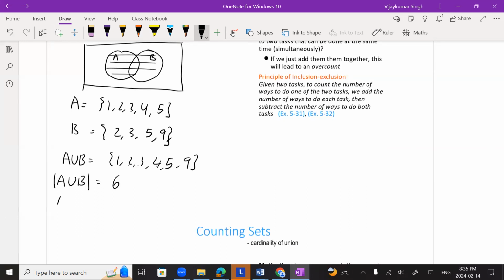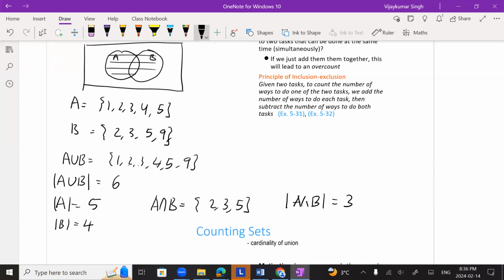What is the size of A? 5. The size of B is what? 4. What is A intersection B? As a set, it's going to be 2, 3, 5. The size of A intersection B is going to be 3.